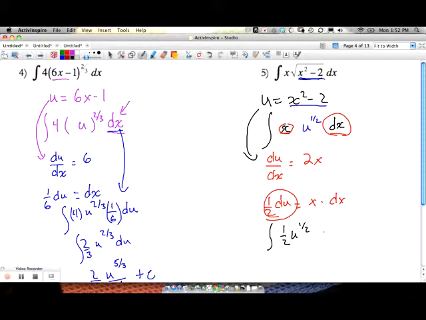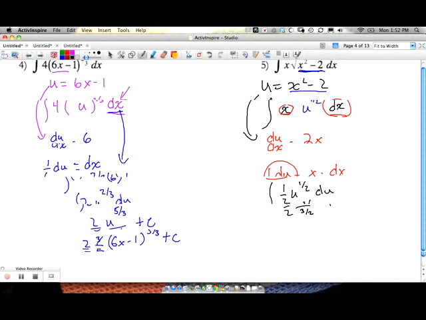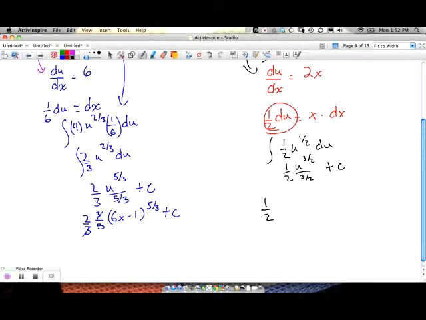We'll put 1/2 u to the 1/2 and du. So the constant stays. And now we add 1 to the power of 1/2. It's going to become u to the 3/2 over 3/2, plus c. Now it's just a little bit of simplifying, a little bit of algebra again. Well, 1/2, we have to flip this denominator. It'll be 2/3, then u to the 3/2.